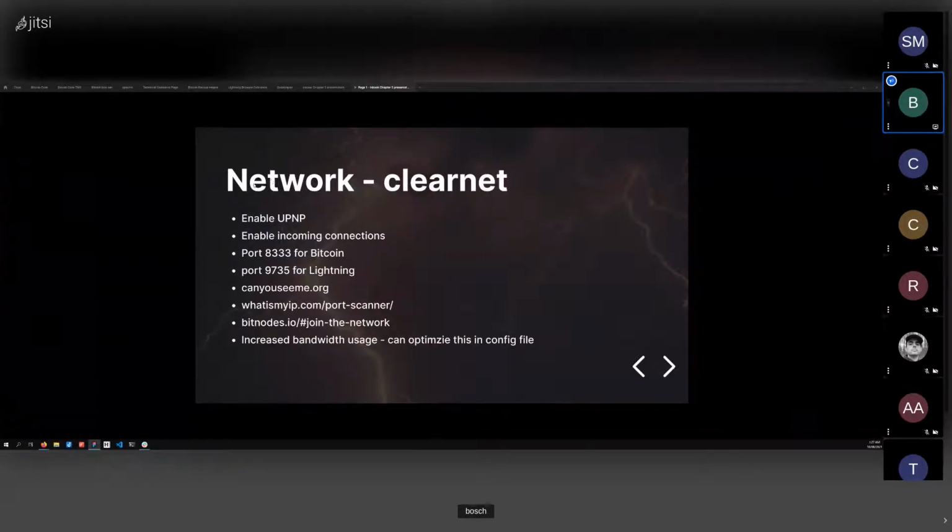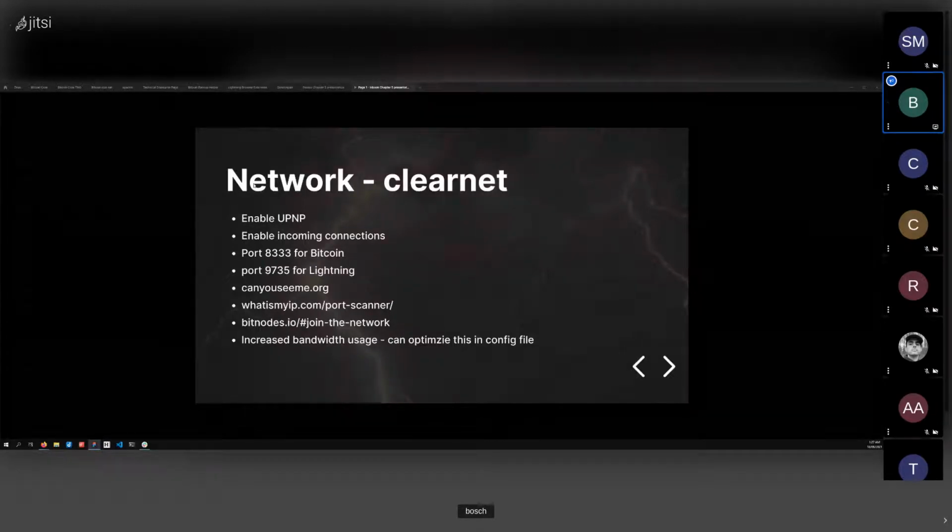So the next thing to consider when running a Lightning Network node is the network. I'm just going to cover the clearnet aspect of networking first, and then cover Tor related stuff. It can involve quite a lot of manual configuration on your router to set up a Bitcoin node and a Lightning Network node.